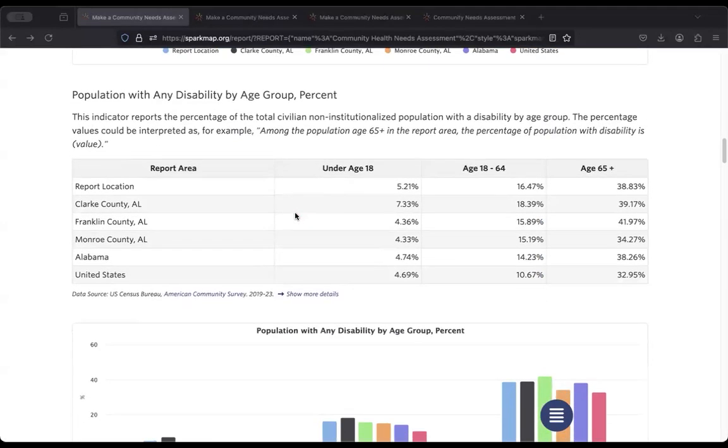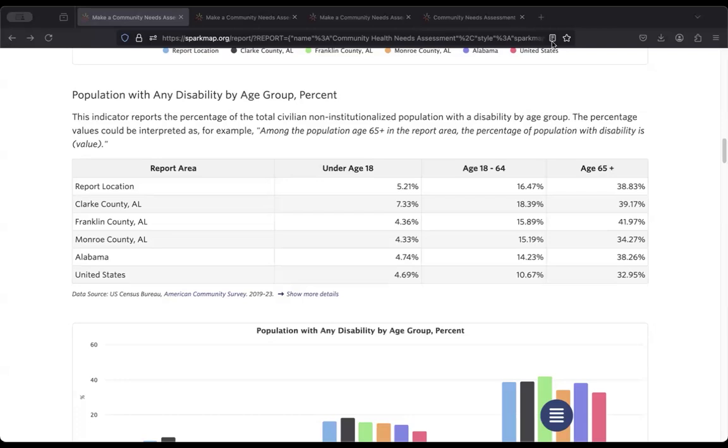As we scroll down, we can see similar information broken out by age group. So here we can look at age under 18, so that would be our youth population, 18 to 64, which is our working age population, and then over the age of 65, so our seniors or our retired population. And again, we can see that there's a bit of an even distribution in many ways.